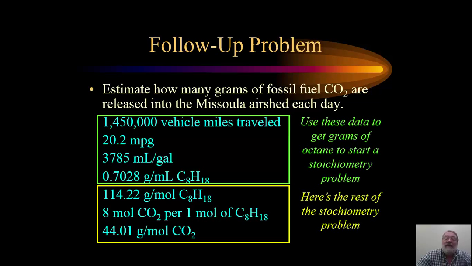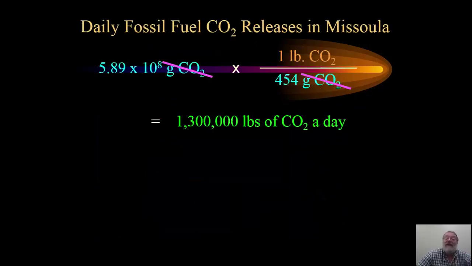So really what I have them do is a stoichiometry problem for how much CO2 is released by drivers in Missoula each day, as opposed to what comes from the pulp mill. And this is fossil fuel CO2, so it's not the good kind. The last step of the calculation reveals that on average we're releasing 1,300,000 pounds of CO2 a day into the atmosphere. And Missoula is a small city. It's only about 100,000. Think what much larger cities do in the way of releasing fossil fuel CO2 into the air.